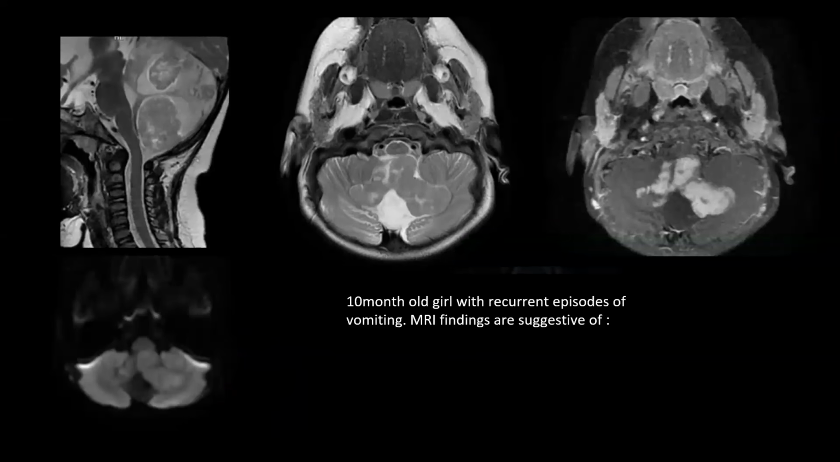Next on your screen is the fourth quiz case, where you see a 10-month-old girl who presented with episodes of vomiting, and MRI images showing, again, a predominantly T2 hypointense lesion in the posterior fossa with perilesional edema, mass effect and cystic component. Also subtle restricted diffusion and enhancement in the solid component of the lesion. Based on the location, morphology and the age group, the diagnosis in this case is medulloblastoma.